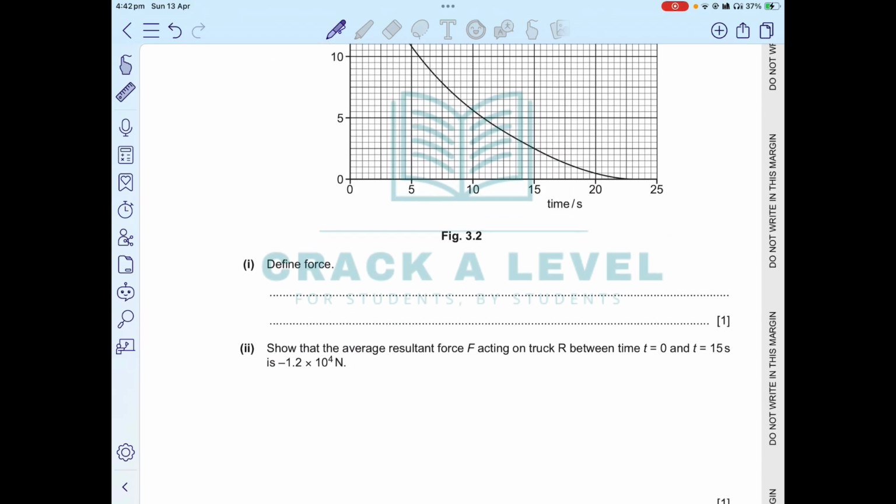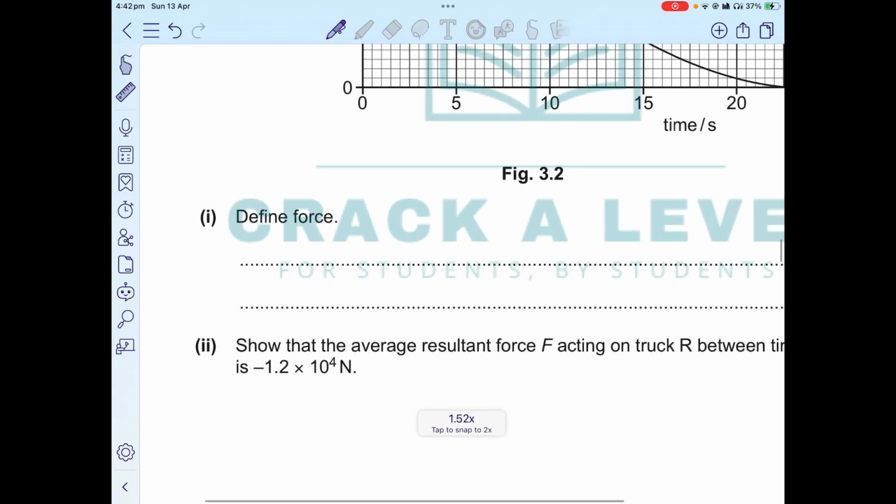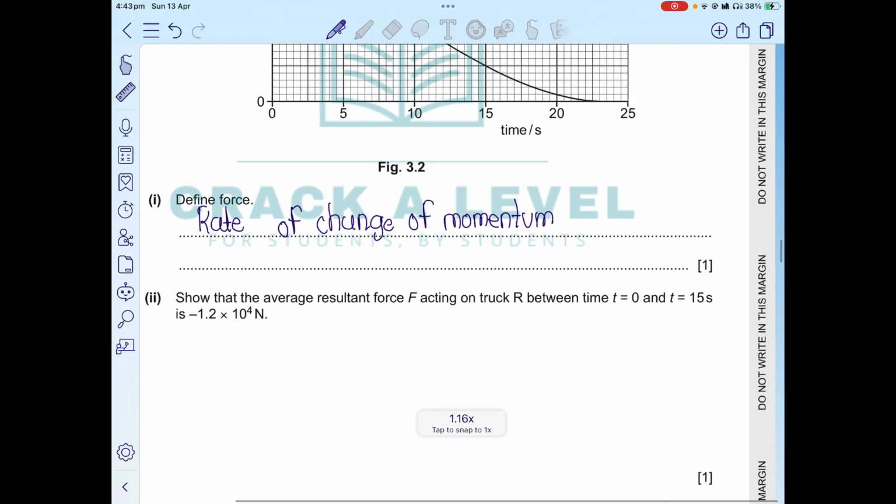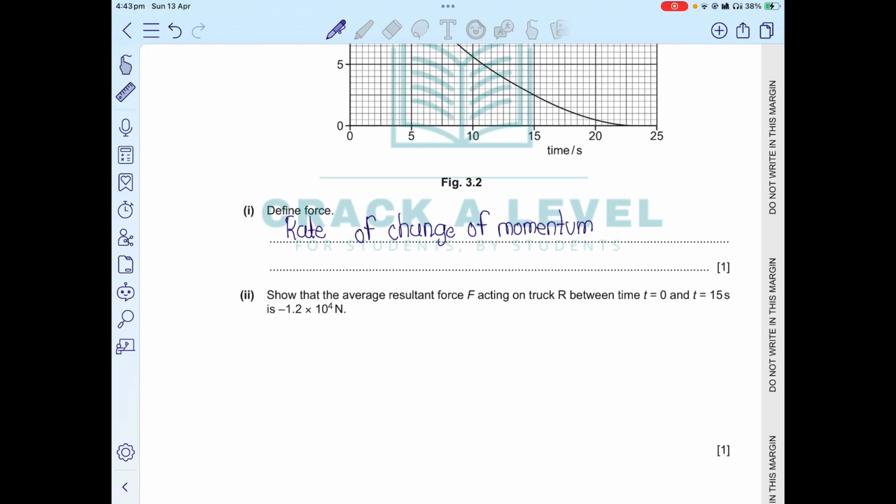Define force. Now, in AS level, the force is defined as the rate of change of momentum. You cannot say the product of the mass and the velocity, that would be wrong. The rate of change of momentum. And the way this formula is derived is that the force multiplied by the time is equal to the change in momentum. So the force is equal to the change in momentum over time, which is essentially the rate of change of momentum.